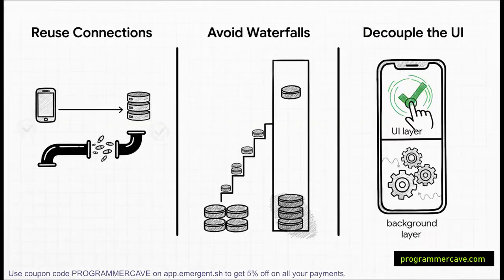So how do senior engineers fight back? They use smart architectural patterns. They reuse connections with things like keep alives to completely eliminate the TCP and TLS handshakes for later requests. They avoid waterfalls, where one request depends on another, by using patterns like a backend for frontend or GraphQL to get all the data they need in a single trip.